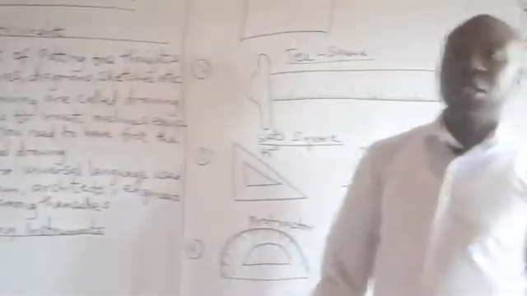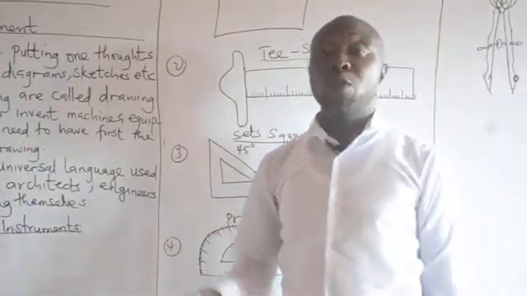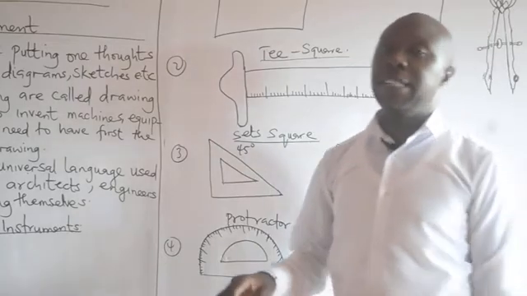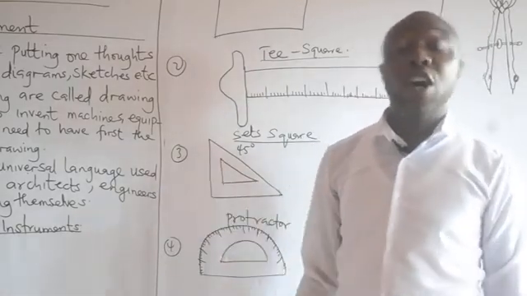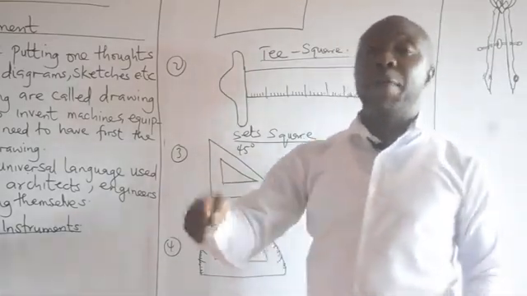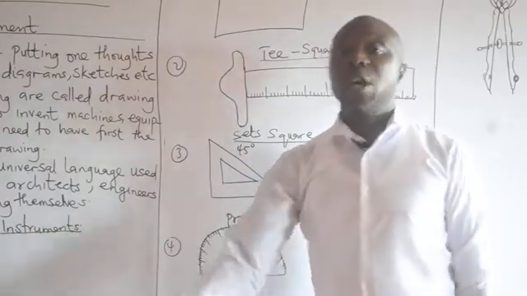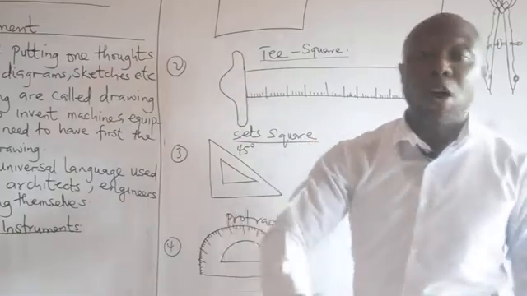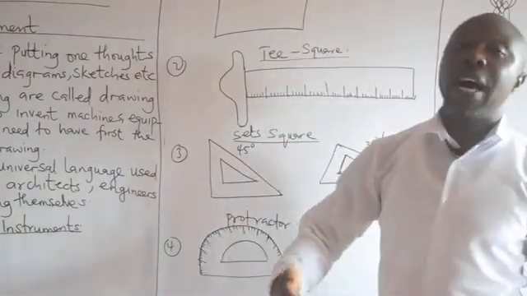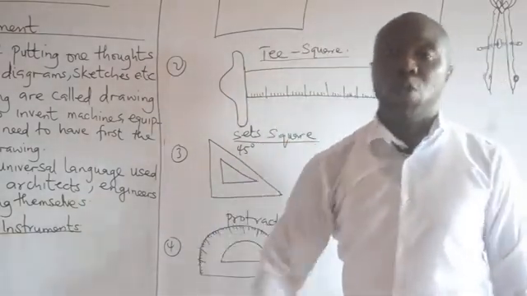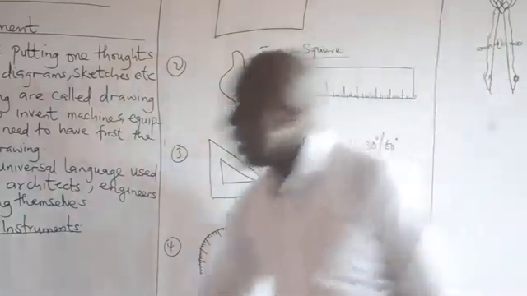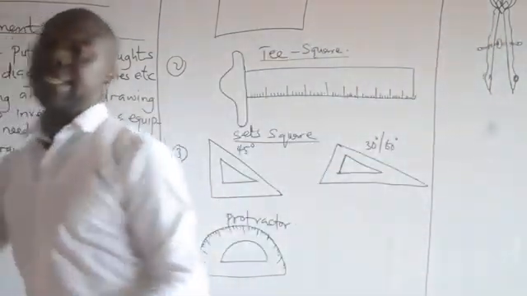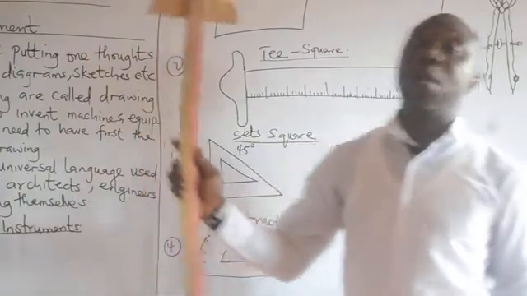Let me start with the drawing board. A drawing board is a flat wooden surface on which paper is placed while drawing. We place our drawing paper on top of our drawing board while drawing.